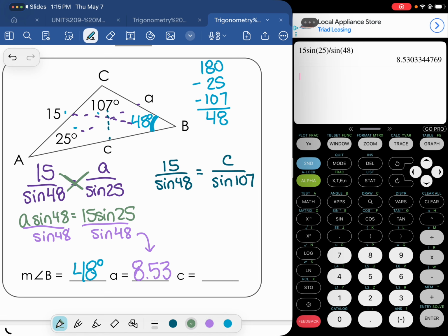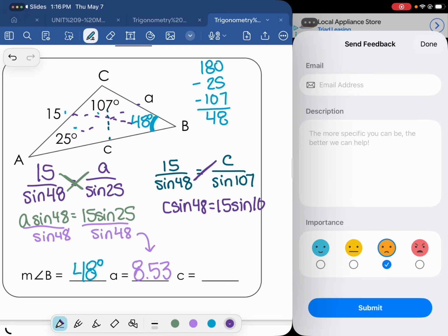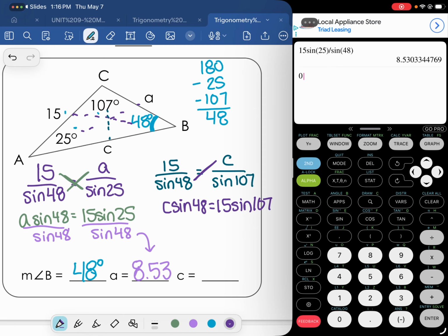Now if I focus over here on the one I set up for angle C, I have c times the sine of 48, just like I had a times the sine of 48 on the other one. But this time, instead of 15 sine 25, it's 15 sine 107. Just like the other one, to get rid of that sine 48, you divide by it. Very similar solving methods. 15 sine 107 divided by sine 48 is 19.30.